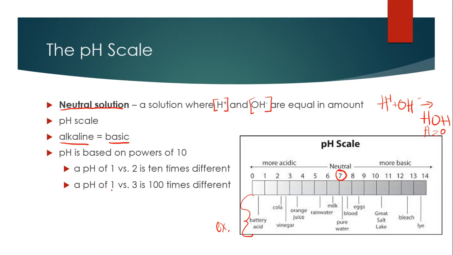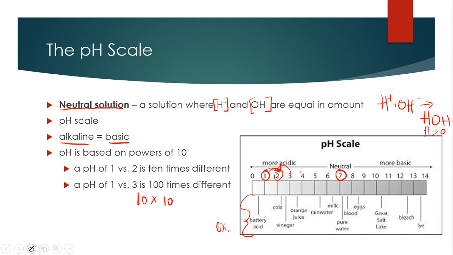And the other random fact is that this pH scale is based on powers of 10. So if you go from a pH of 1 to a pH of 2, that is not 2 times stronger. That is actually 10 times stronger or weaker, depending on which way you're going. If you're going from 1 to 2, it's 10 times weaker. And if you're going from 2 to 1, it's 10 times stronger. So if you go from 1 to 3, that's 10, and another 10, that is 10 times 10.